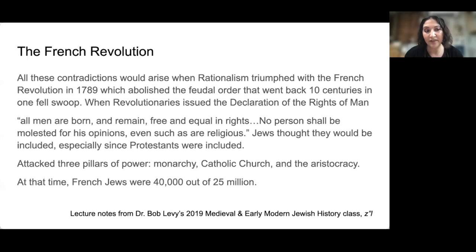So Jews thought that they would be included, especially since Protestants were included in this Declaration of Man. There was no longer a lower level of communal understanding for Protestants in the majority Catholic France. So this revolution attacked three pillars of power: the monarchy, the Catholic Church, and the aristocracy. At the time, French Jews were 40,000 out of 25 million people in France.